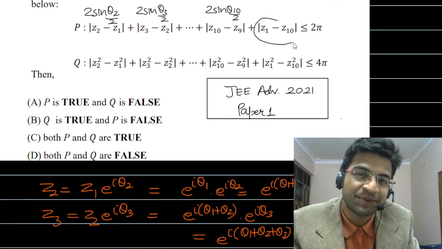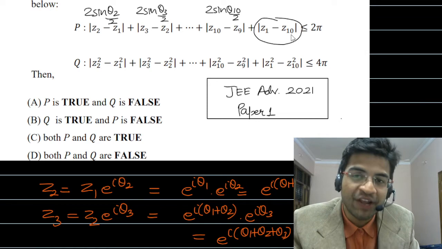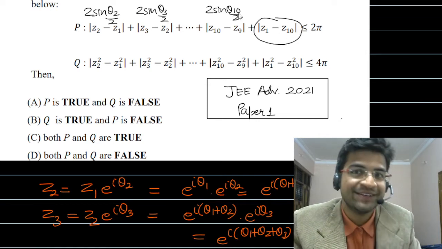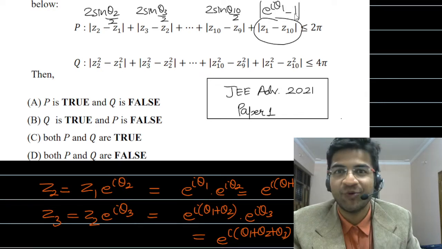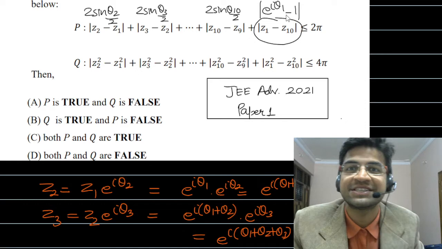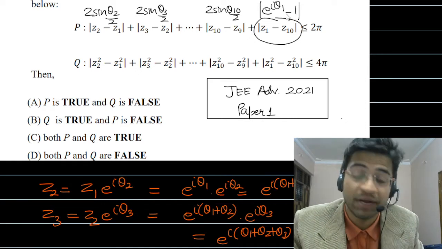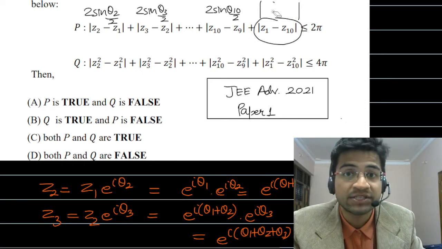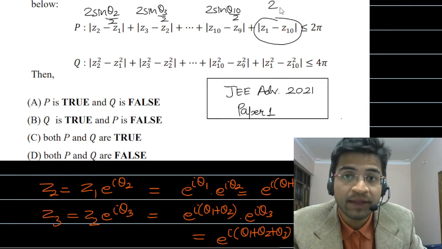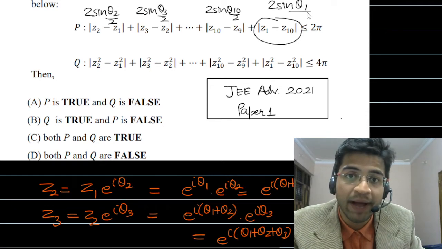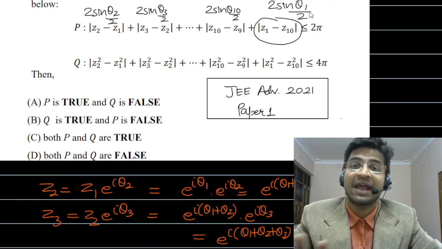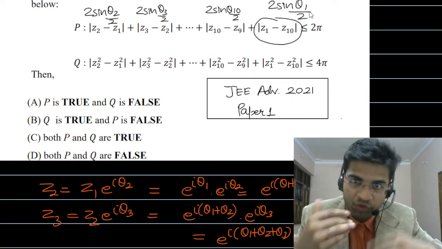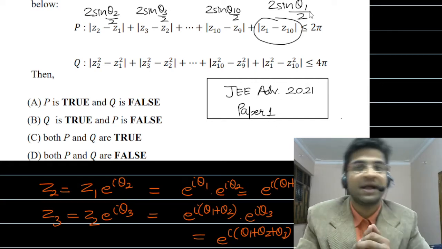Now what to do with this expression? We know the value of Z10 is nothing but 1. So this is mod of e to the power iota theta 1 minus 1, and we know this is 1 minus e to the power iota theta 1. Its mod is just 2 sine theta 1 by 2. So basically what we have is 2 into sine of all the angles, added up. And we have to show that its maximum limit is 2 pi.